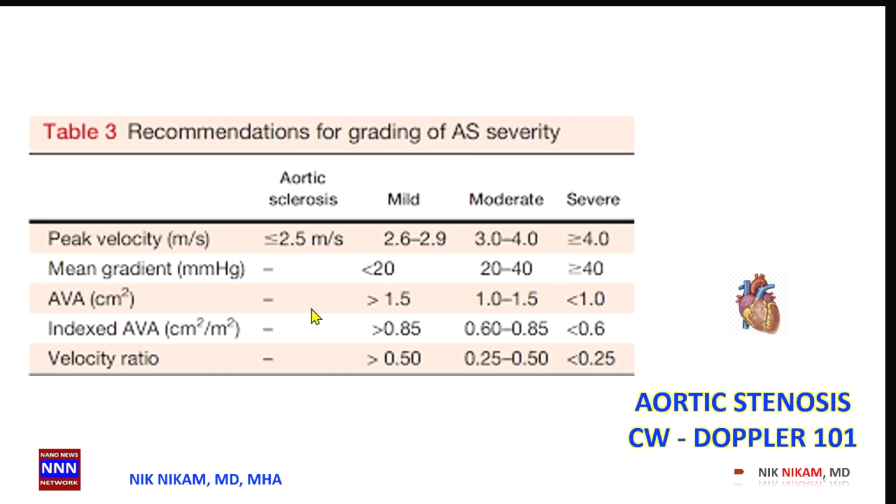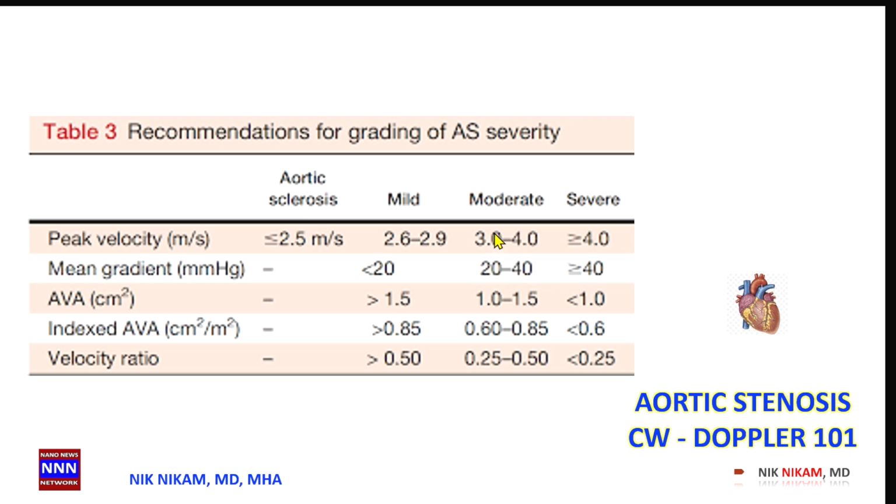And here are the recommendations for grading aortic stenosis based upon the Doppler studies. If you have a peak velocity of less than 2.5 meters per second, if you have aortic sclerosis, the velocity may be 2.5 meters per second or less. With mild, it could be 2.6 to 2.9, and with severe, the velocity is usually greater than 4 meters per second. The mean gradient is usually more than 40 in patients with severe aortic stenosis.